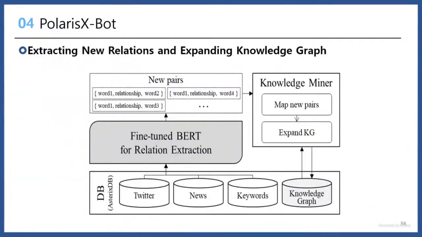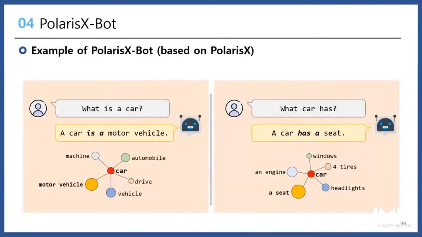The Polaris X bot finds answers to questions based on the previously described knowledge graph and displays the result. This is its structure for extracting new relations and expanding the knowledge graph. This is a simple example of a Polaris X bot. When a user asks a question about a car, the bot answers with related relationships. A car is a motor vehicle and a car has a seat. In addition, it shows a relationship graph.